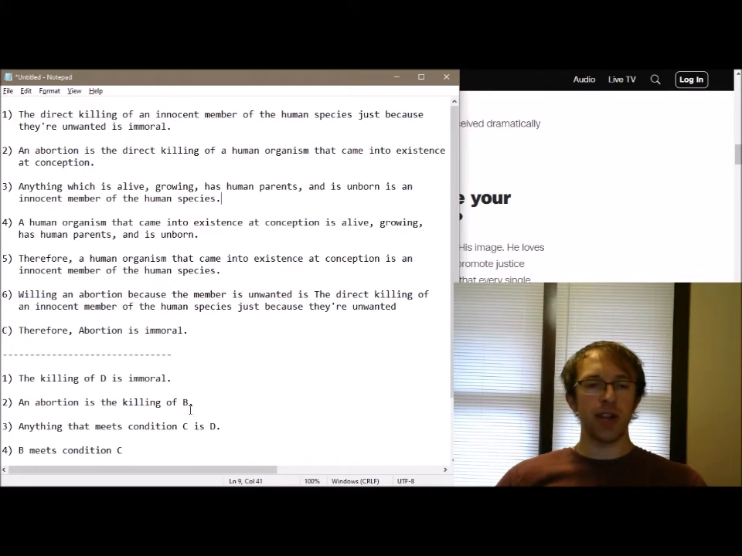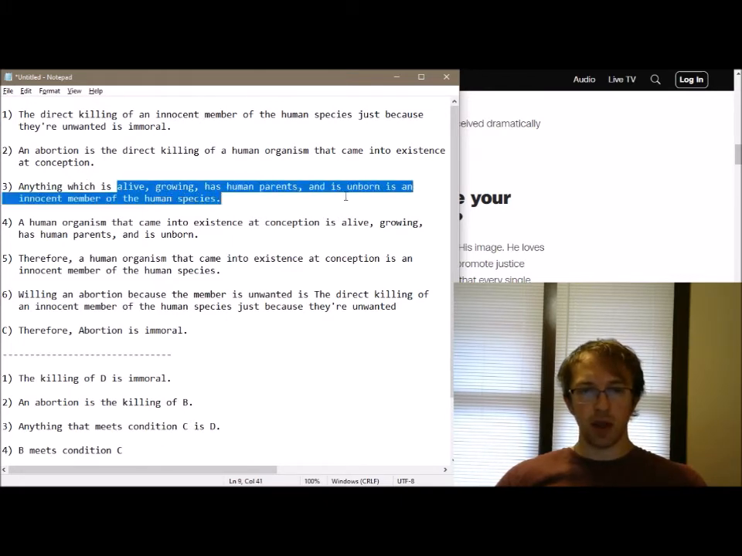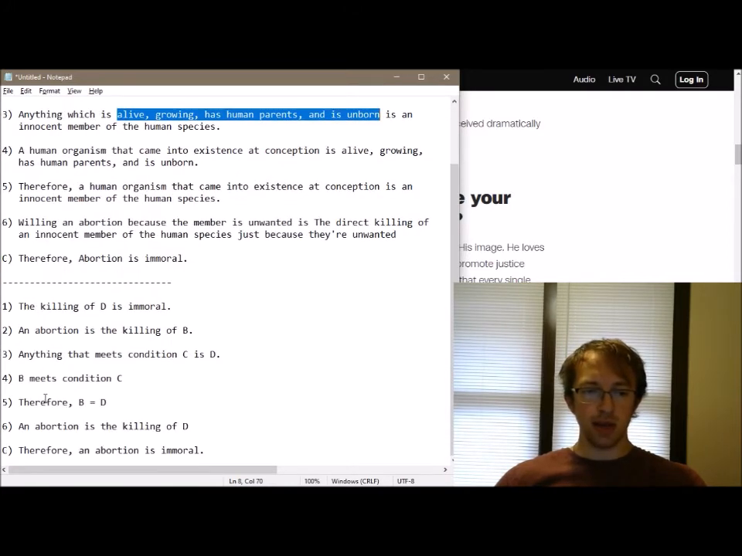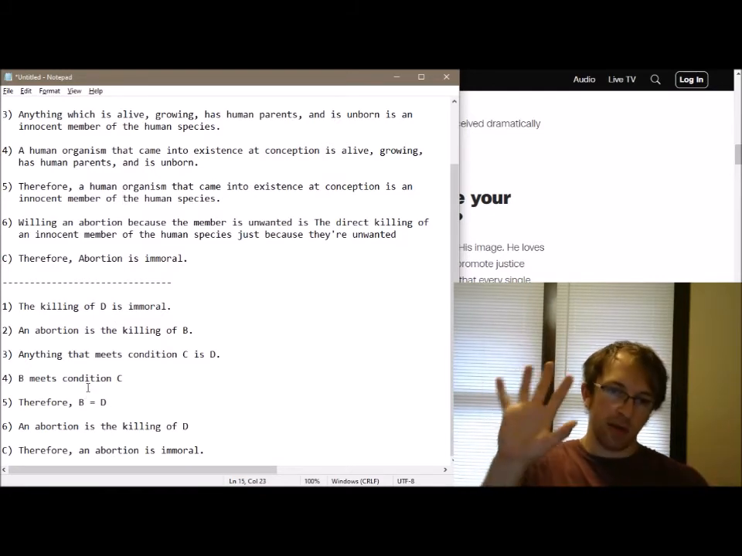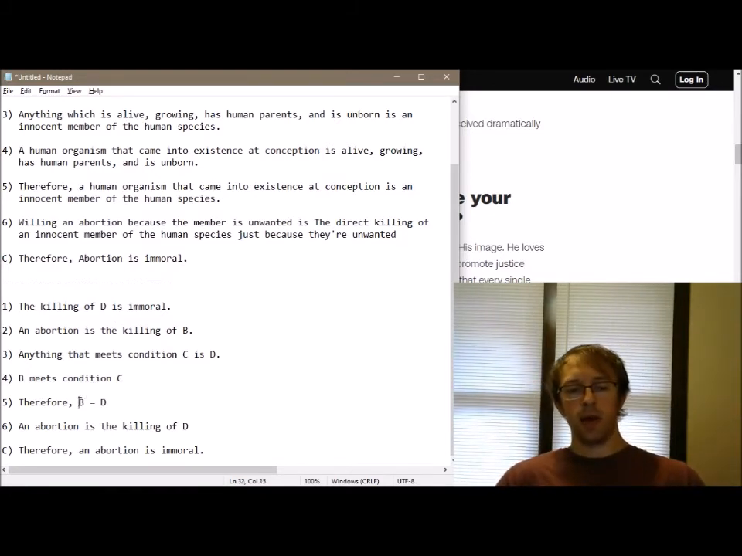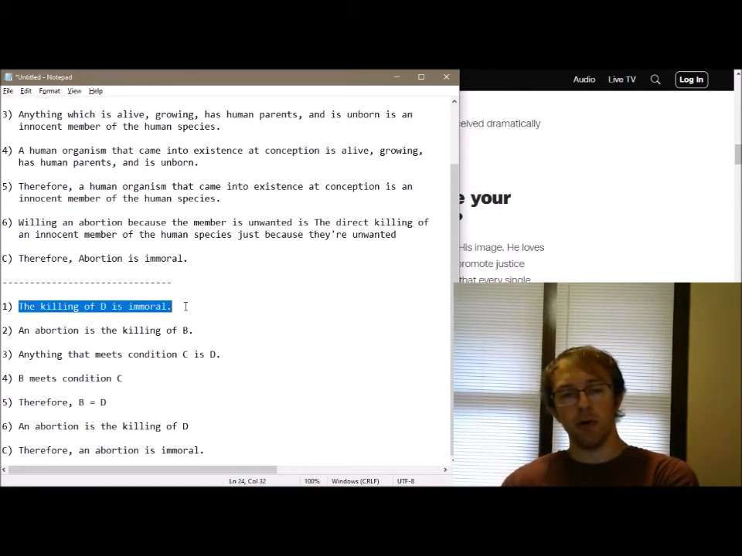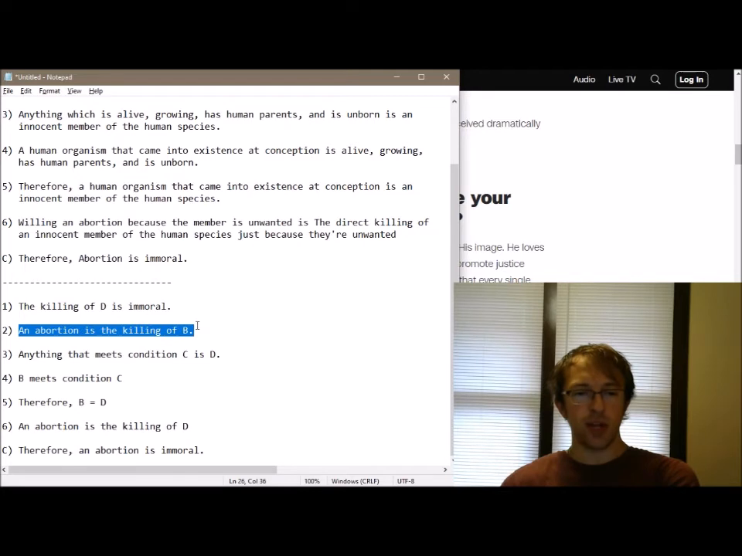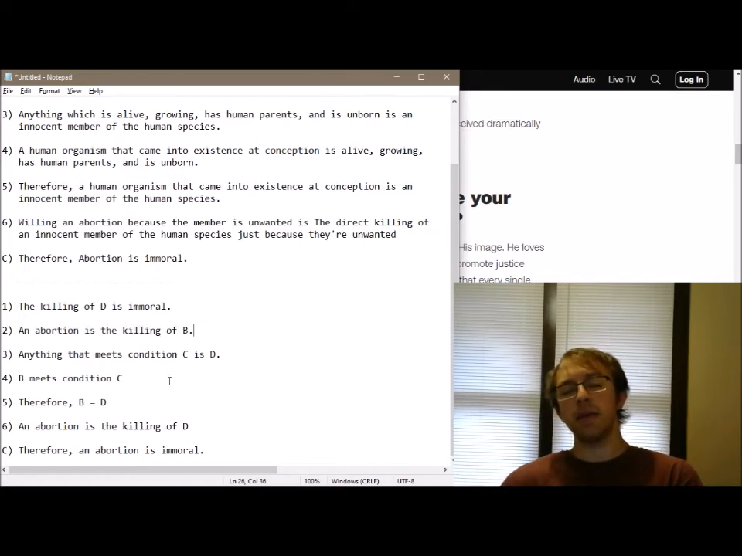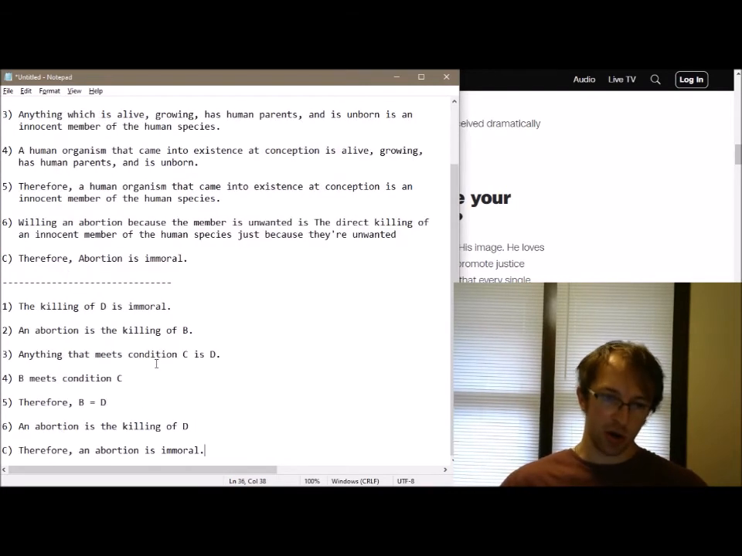So that's 3. Anything which meets condition C, what is condition C? Alive, growing, has human appearance, and is unborn. We're saying that is D. And because B meets condition C, then B is D. Okay, those are premises 4 and 5. Because B is D, wherever you see D, wherever you see B, you should be able to substitute them with one another. You do substitution. Because B equals D, right? This is mathematics. So the killing of D is immoral, okay, and abortion is the killing of B, that means abortion is also the killing of D, which means abortion is immoral. So that is the argument right there. That is the premise conclusion argument.